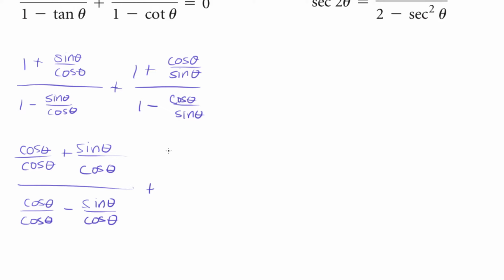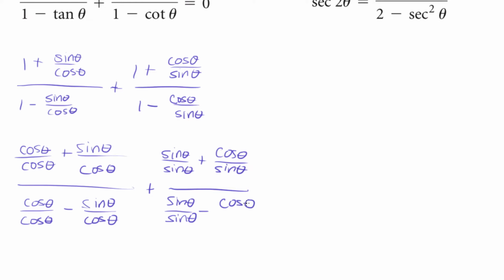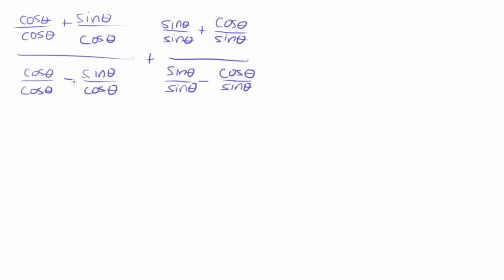Plus the same thing for this fraction. It's going to be sine over sine plus cosine over sine, over sine over sine minus cosine over sine. Okay. Now we put them together.